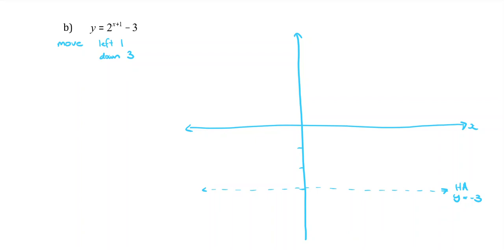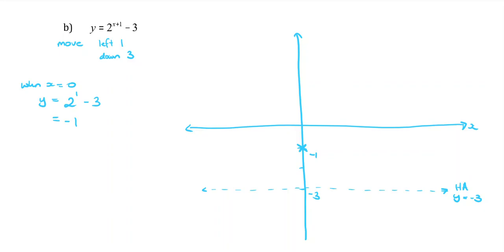Okay, so from here, we probably want to sub in x equals 0 and y equals 0 so that we can find our intercepts. If we sub in when x equals 0, we would get y equals 2 to the power of 0 plus 1, which is 1, and then we have minus 3. 2 to the power of 1 is 2, minus 3 is negative 1. Okay, so my y-intercept is at negative 1. Let's put that there, label it.